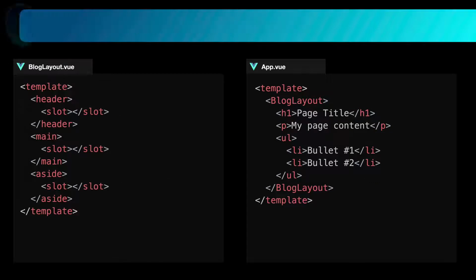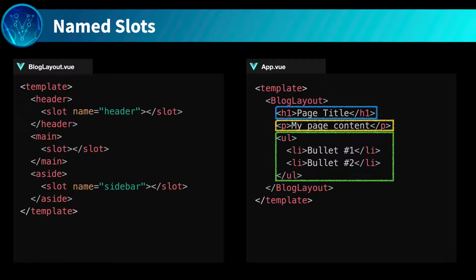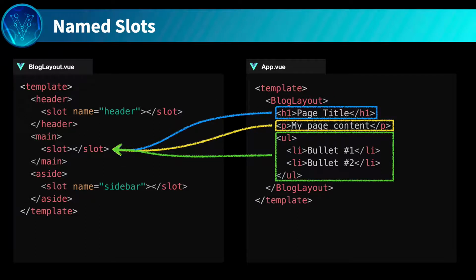As a result, enter named slots. To use named slots, we provide our slot with the attribute of name, and then whatever slot name that we desire. In this case, we'll call it header. And for our aside slot, we'll name it sidebar. However, even though we've just given our slot some names, in App.vue, our blog layout content still has no explicit directions on where it should live, so it's all going to still show up in the same place.